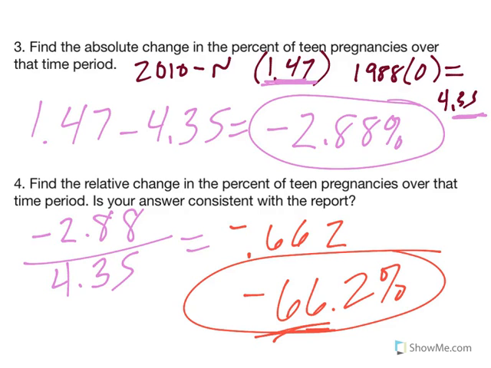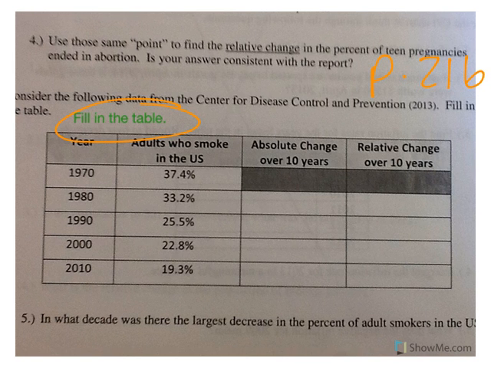All right, let's stop talking about that depressing topic and move on to the next one, which is adult smokers in the U.S. So again, this is another table. We're going to do the first one together, and then I'm going to cut you loose on the next.